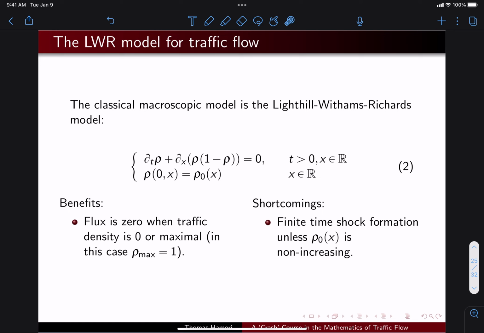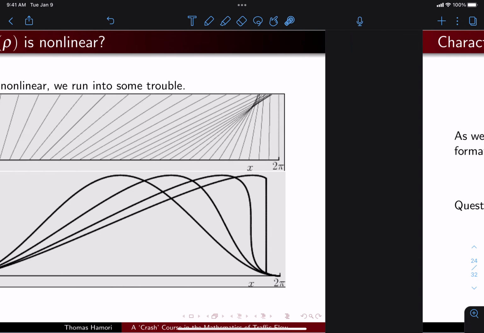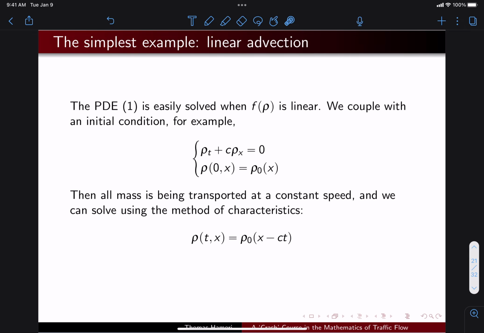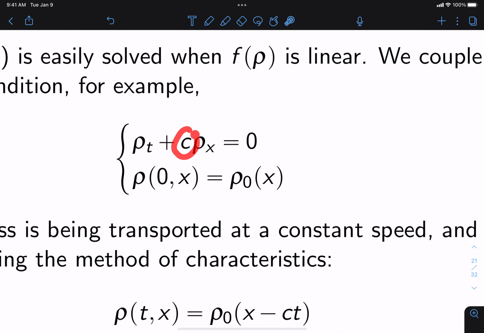Okay, so this is our LWR model for traffic flow. It stands for Lighthill, Witham, Richards, the people who created it. What is the difference between this and the linear transport? In the linear transport, we just take the traffic velocity to be a constant. Everyone's driving 60 miles an hour.